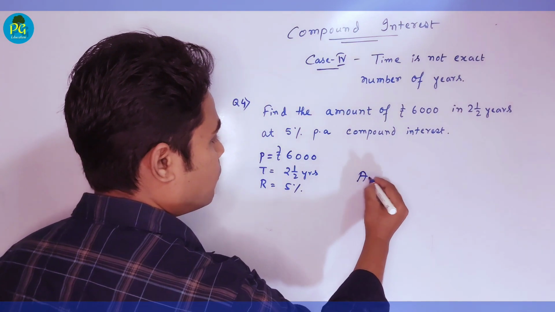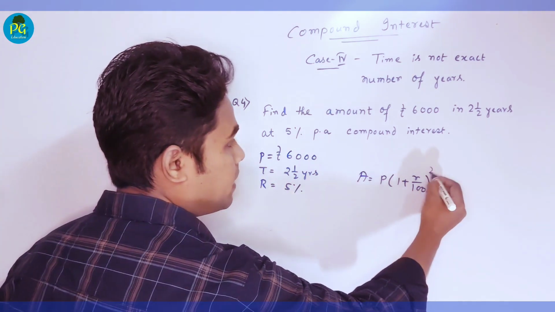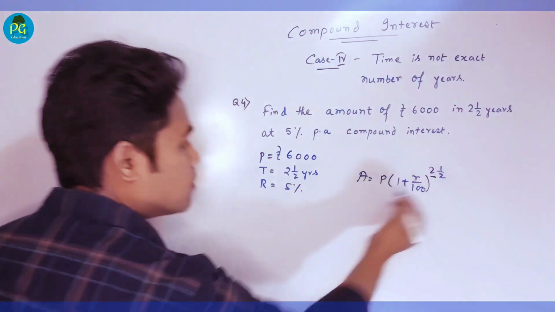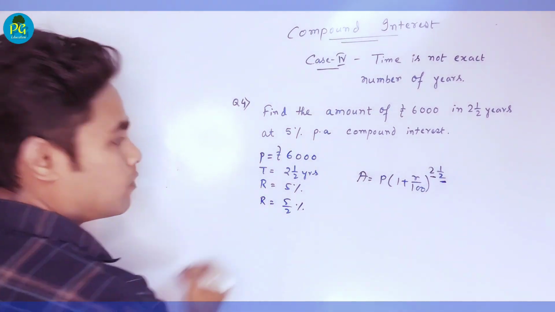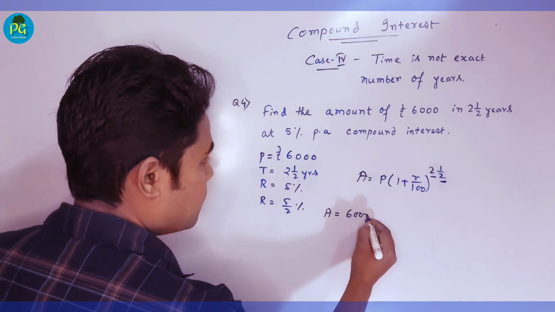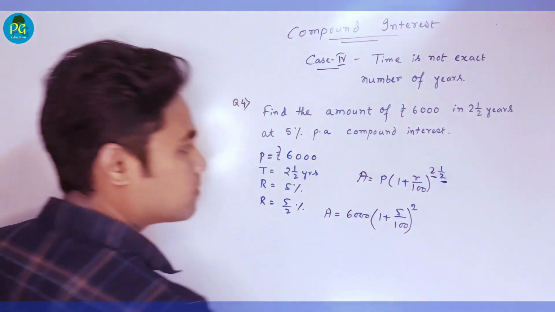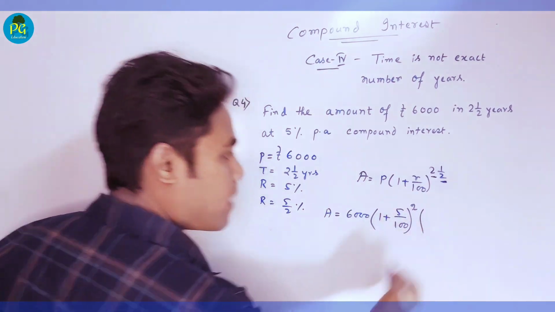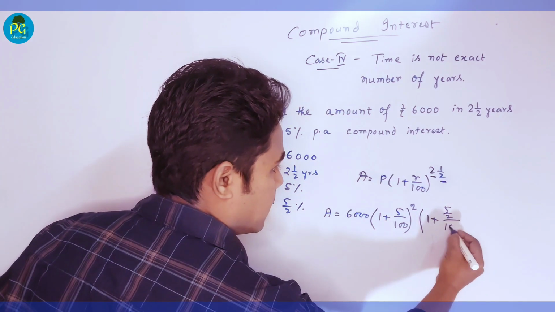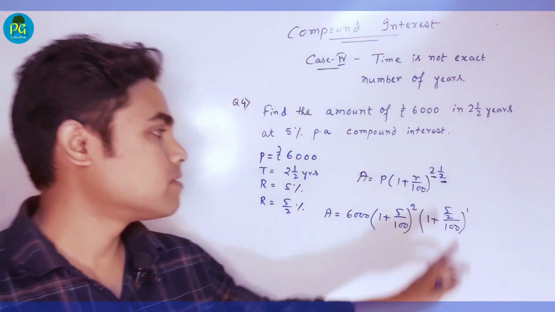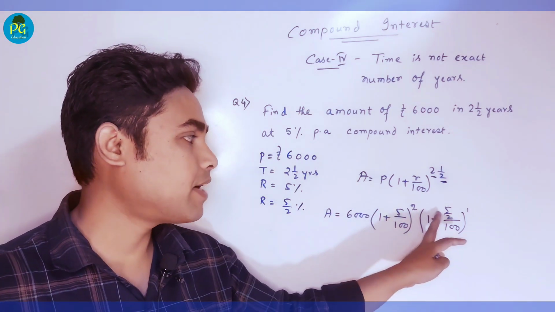So how can we find this out? If we use this formula, A equal to P (1 plus R by 100) whole to the power n, then since the time is a mixed fraction, how can we find this out? What we have to do is, for these 2 years we will take R equal to 5%, but for this half year we will take rate equal to 5 by 2%. A equal to P means 6,000, (1 plus 5 by 100) for 2 years, and for this half year we will take another bracket and write (1 plus 5 by 2, this rate, divided by 100) to the power 1, because we are considering this half as semi-annually. And for semi-annually we have already understood that we have to divide the rate by 2.